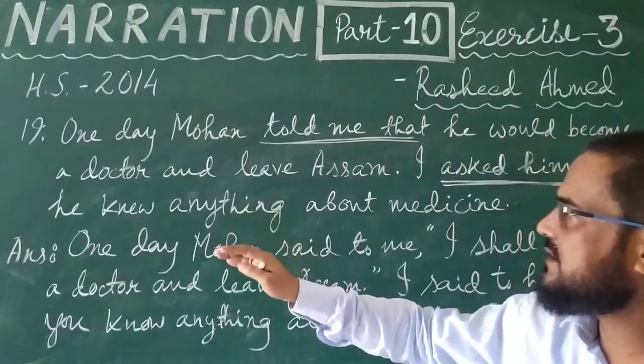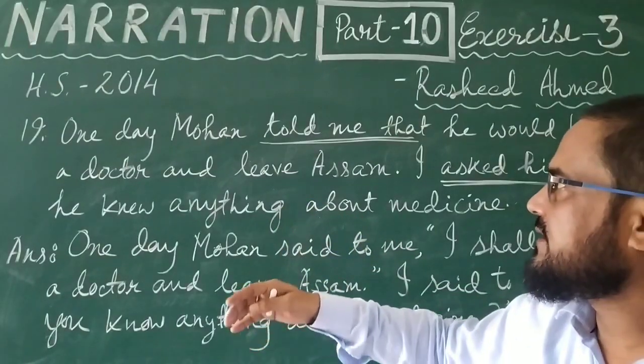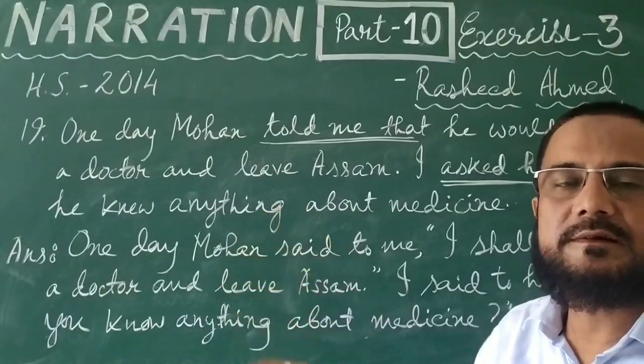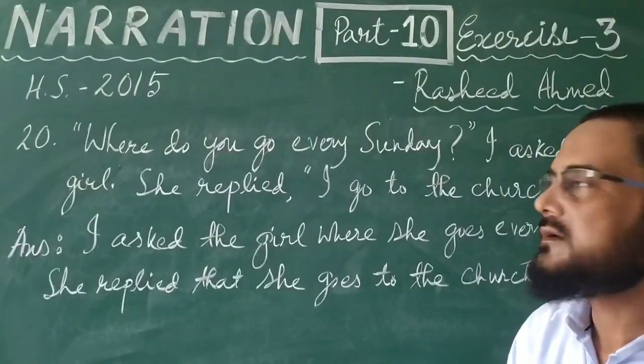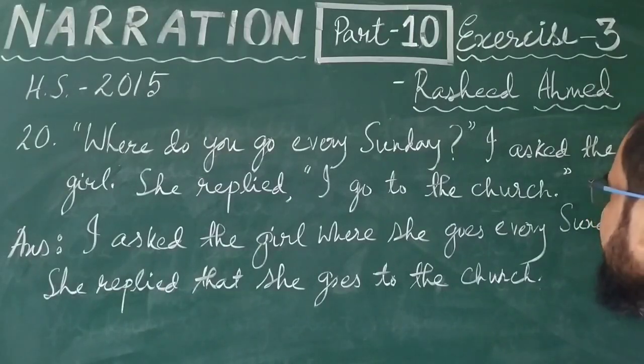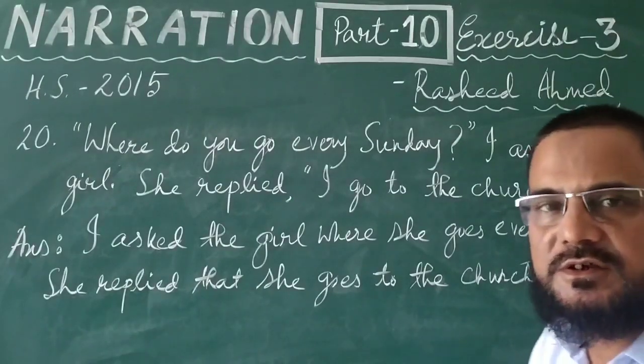So this was the second question that came in 2014, and the next two questions will be those that came in 2015. This is serial number 20. Where do you go every Sunday? I asked the guard. She replied, I go to the church.